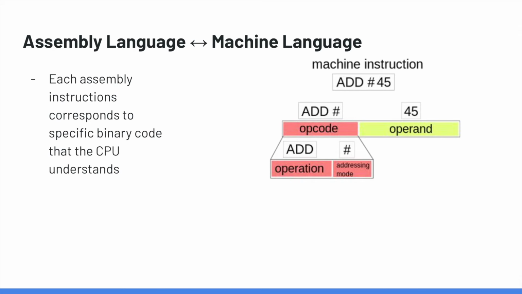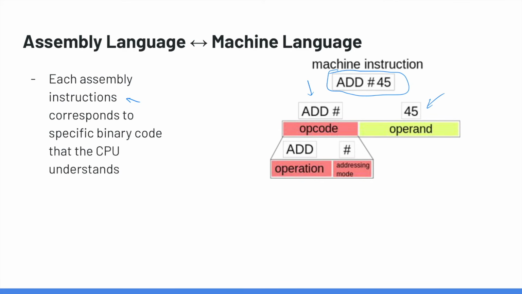Regardless of how effective assembly language is, at the end of the day, it's going to be translated into binary before it can be interpreted by the processor. Here's an example of assembly code. Each assembly instruction corresponds to specific binary code that the CPU understands. Here we have add, which is a command in assembly, and we're going to add 45. The add command is our instruction, and the data that instruction is going to be operating on is 45. So this is what that code would look like.